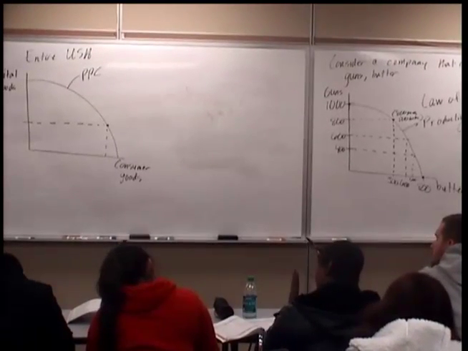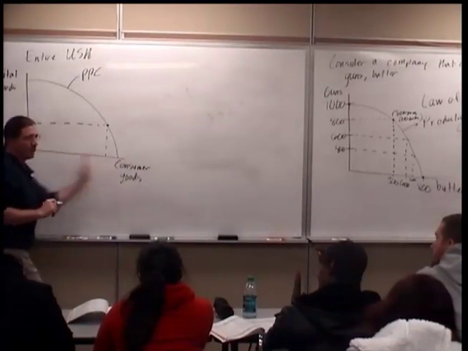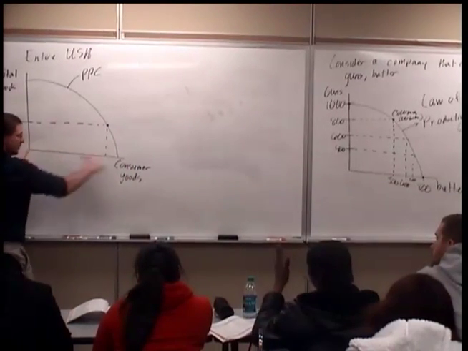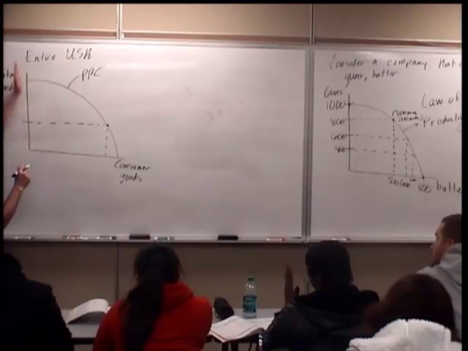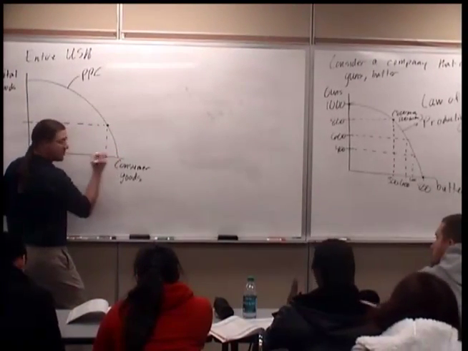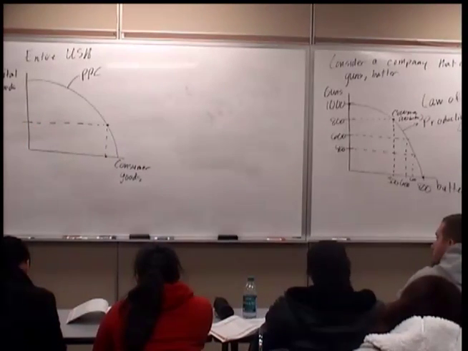Consumer goods are going along the right and left. Going up and down are capital. This is just me drawing a straight line down to where the consumer goods are. That's all. Okay.